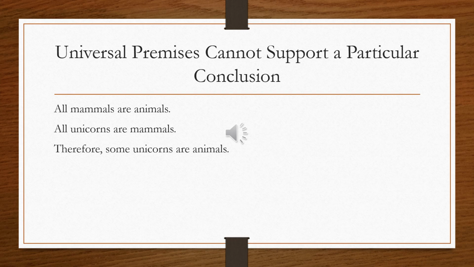All mammals are animals. All unicorns are mammals. Therefore, some unicorns are animals. Well, here, the rule that is violated is that you have two universal premises, but you're drawing a particular conclusion. That is not permitted. Two universal premises cannot lead to a particular conclusion. Therefore, this is an invalid argument.